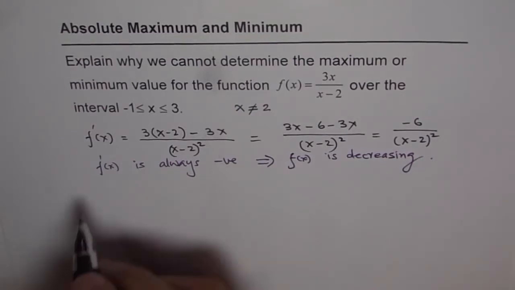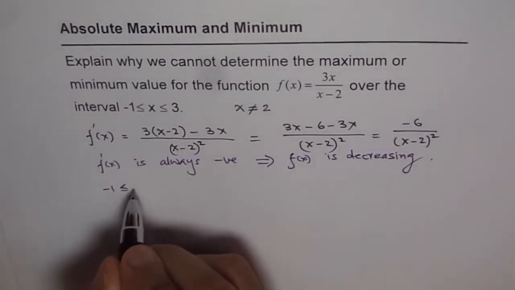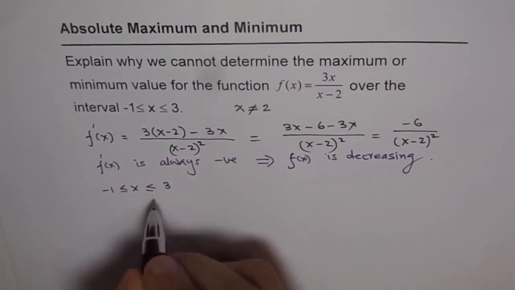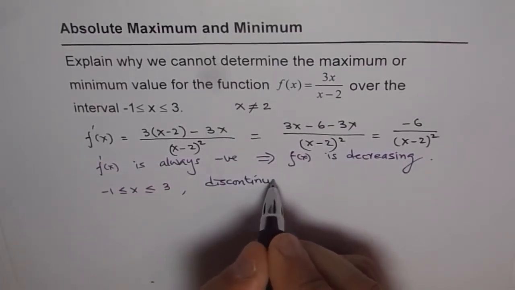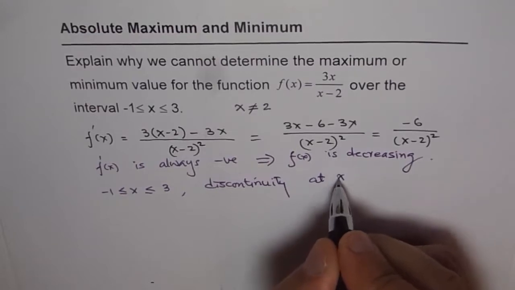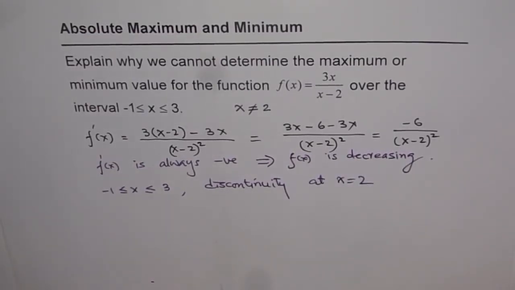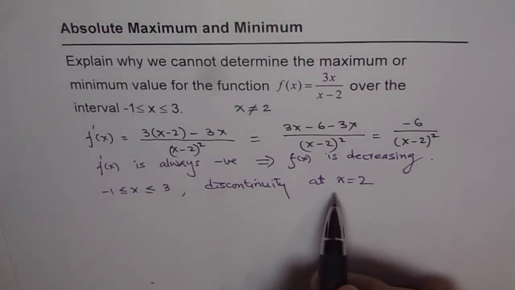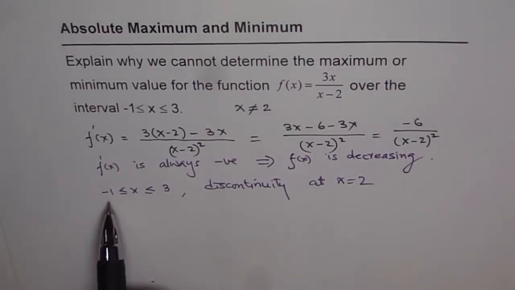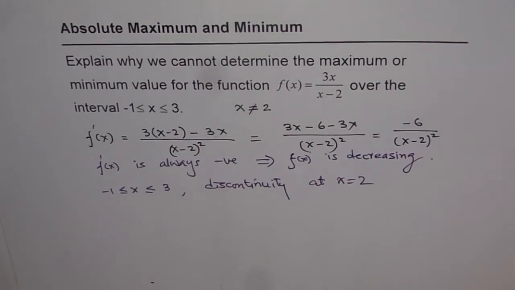That is one thing. Second, we are given the interval, which is minus 1 less than or equal to x less than or equal to 3. Now, in this domain, we find there is a discontinuity. So we have a discontinuity at x equals 2, which is within the domain, and therefore we cannot consider the extreme value at either end of the function, right? Since there is a discontinuity, we cannot consider the extreme value at either end, and therefore we find that this function will not have any maximum or minimum, correct? That is the explanation. I hope you understand.